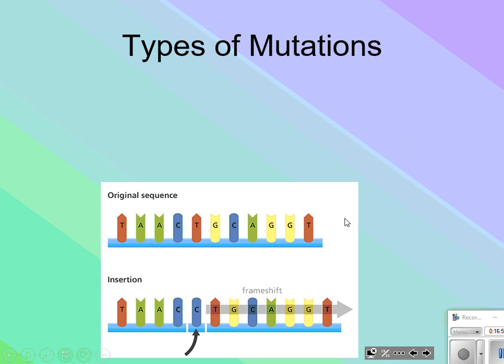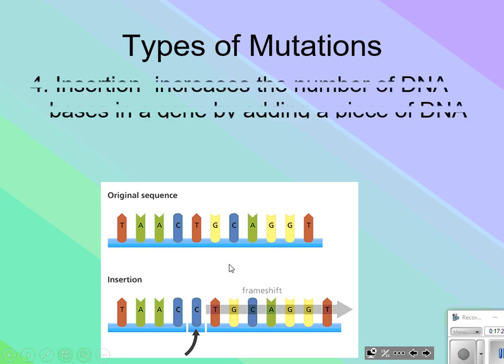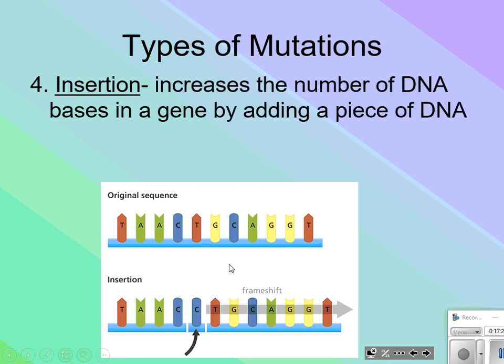Here's another type. Okay? Here's another type. What's happened here? We've added a C, haven't we? We added this C right in there. Okay? And we'll talk about what this means here, this frame shift. But we've added a C. That is insertion.